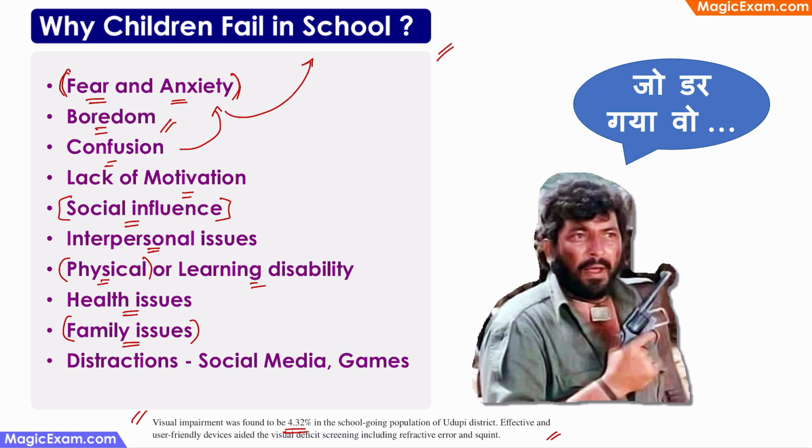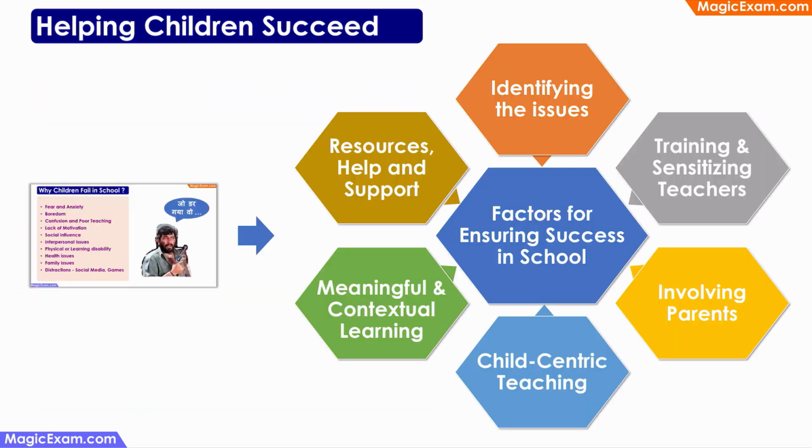And then we'll talk about distractions. Children these days have a lot of distractions. It can be social media, it can be online games. And if children are paying more attention to social media and games and not paying enough attention in the classroom, if they are always distracted, then they are not able to understand what is happening in the classroom, and that can lead to failure in school. So these are all some of the important reasons why children fail in school.